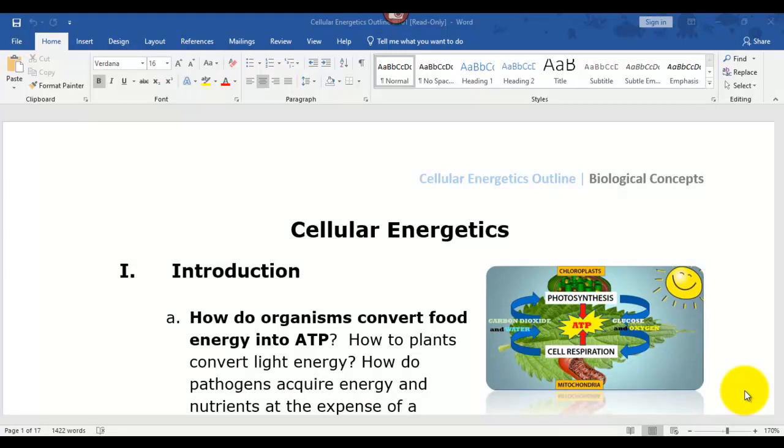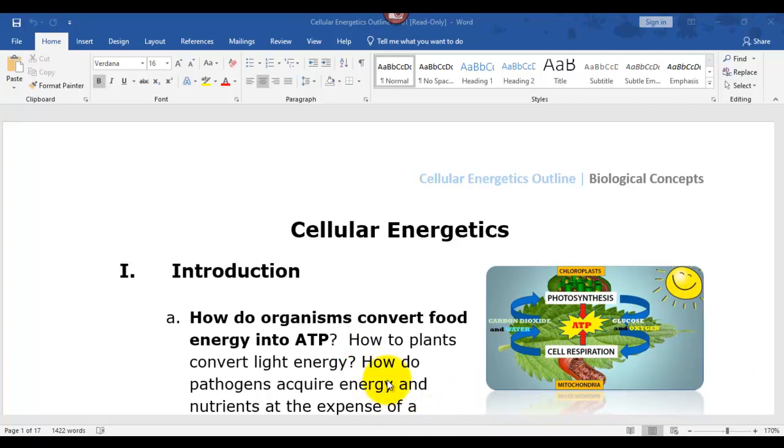This unit is covering how cells convert food energy into ATP. We're going to be talking about aerobic respiration, anaerobic respiration, and at the very end, a very brief description of how plants convert energy and how they actually produce their own food in the form of glucose, and that's photosynthesis.